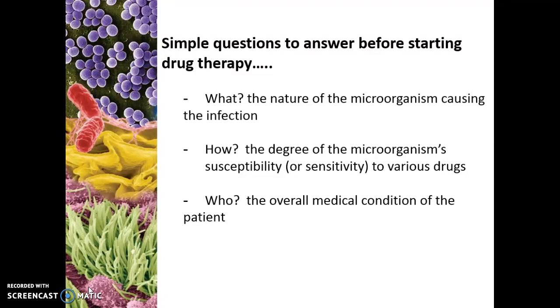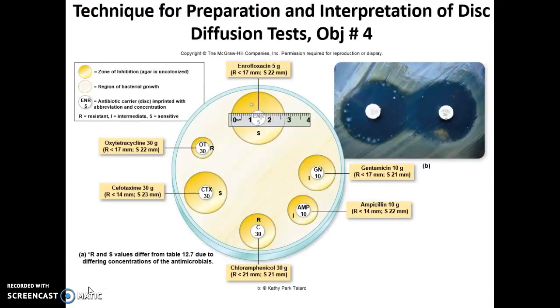And then who is the patient you are treating? What is the overall medical condition? Are they fairly healthy? Are they already sick with various diseases? Do they have liver or kidney disease? If that's the case, you may have to be very careful with what drug you prescribe, because your liver and kidneys are going to be filtering the medication. And if they can't filter it properly, then maybe the drug gets left in the body at too high concentrations, or maybe the process of filtering it will cause more damage than what's already there.